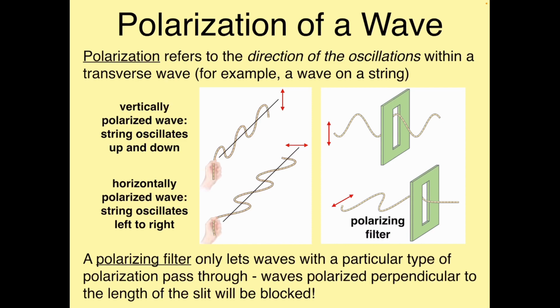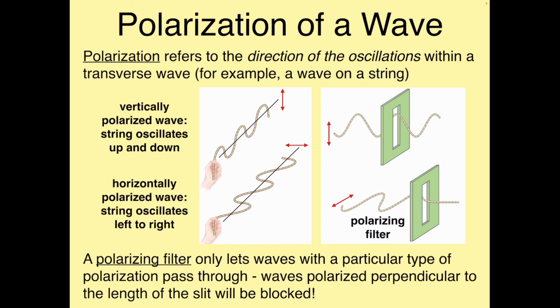And so that takes us to the last topic of this lecture, which is polarization of light. So let's get into this. Now, polarization refers to the direction of the oscillations in a transverse wave. So let's give an example here. Let's say we have a wave on a string. That would be an example of a transverse wave.